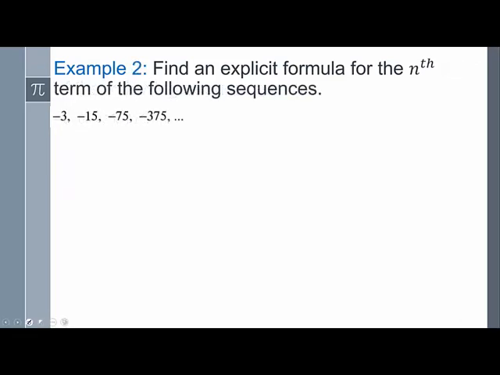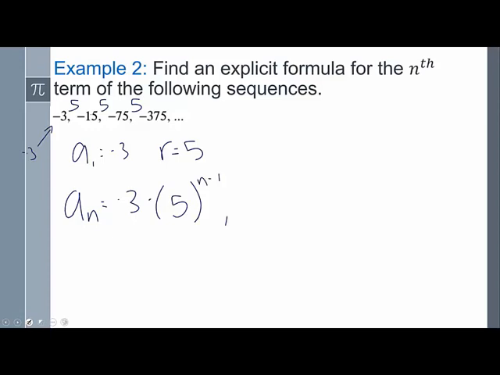Let's look at the next example. So my first value is going to be -3. So that's going to be my first term. And then what's being multiplied by every term? -3 to -15, that's 5. Okay, so it looks like it's 5. So that's my r. So my a sub 1 equals -3. My r equals 5. So for the formula, it's going to be my a sub n equals my first term times then my r to the n minus 1, where n is greater than or equal to 1.